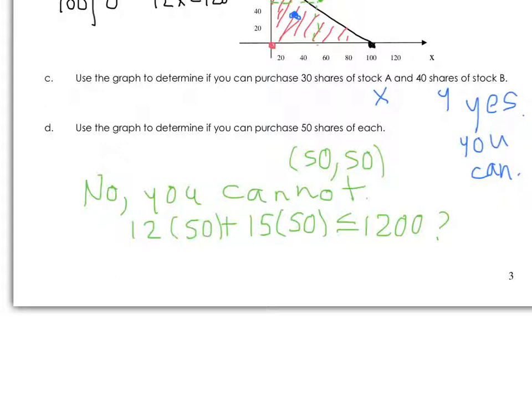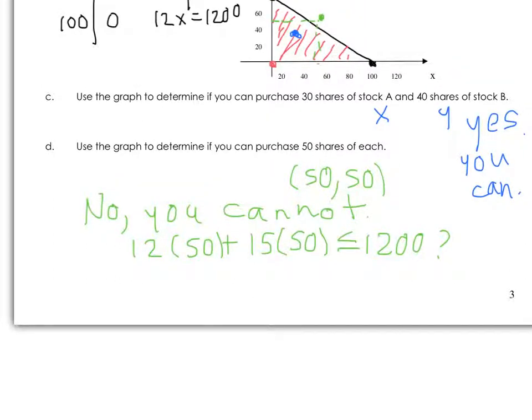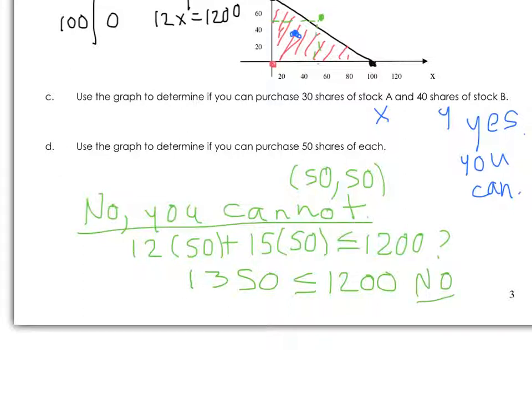We need 12 times 50 plus 15 times 50. And sure enough, we get 1350. That is not less than or equal to 1200. So we were right. You cannot purchase 50 shares of each. That's $1,350, and the maximum that we can spend is $1,200.